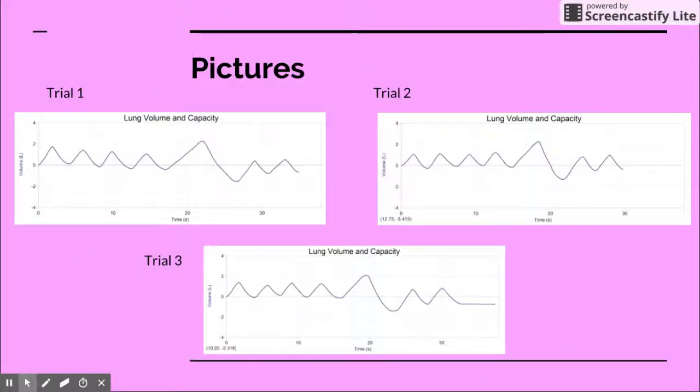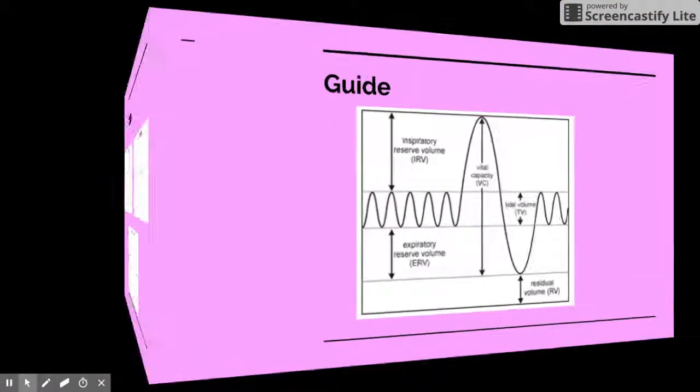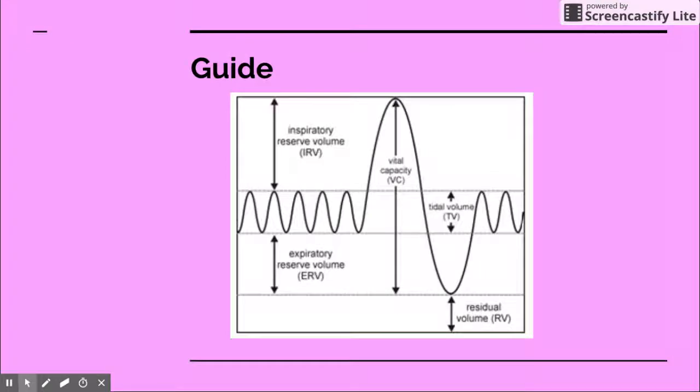Here are some of our pictures from our experiment. And here is a guide of what the graph should look like.